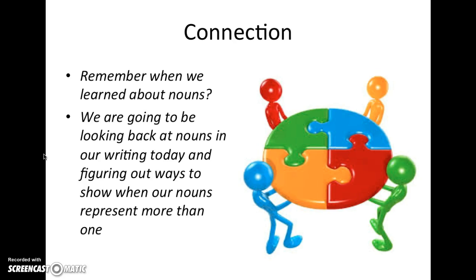So remember when we learned about nouns, we know that nouns are people, places, or things. So today we're going to be looking back at nouns in our writing and figuring out ways to show when our nouns represent more than one, and we call those plural nouns.